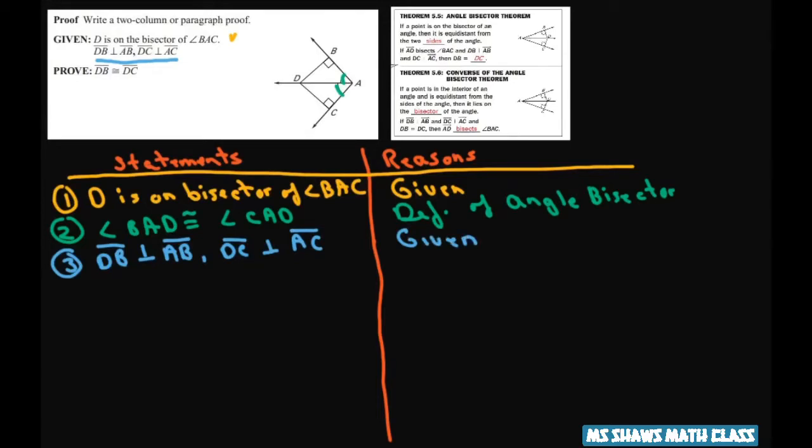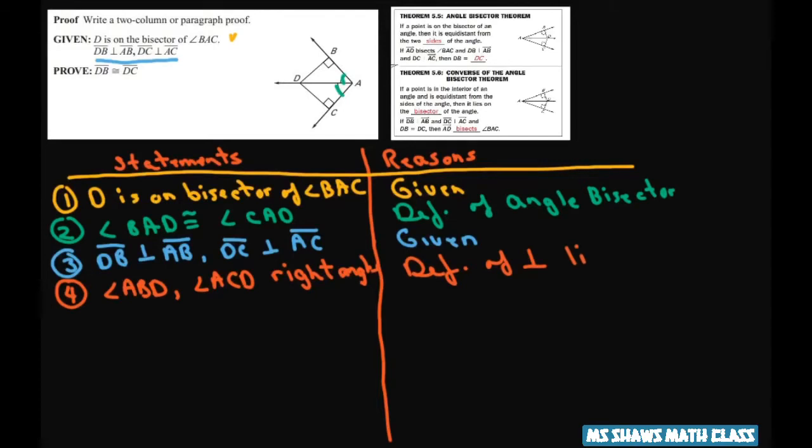All right, and then for four, angle ABD and angle ACD are right angles. And that's just definition of perpendicular lines. So that follows directly from 3.